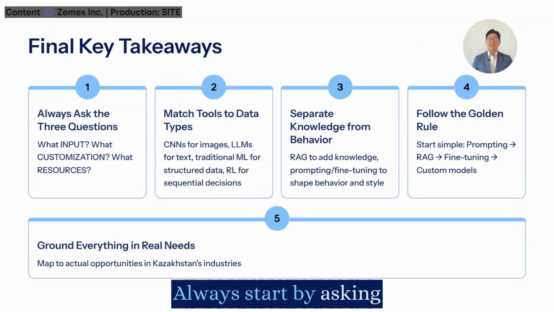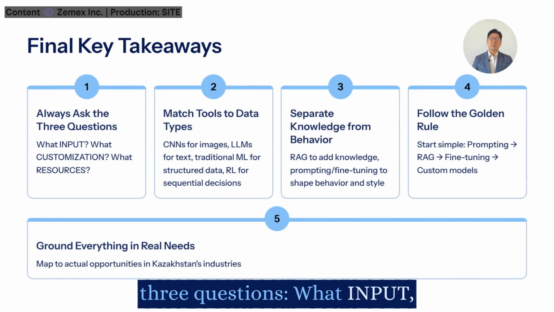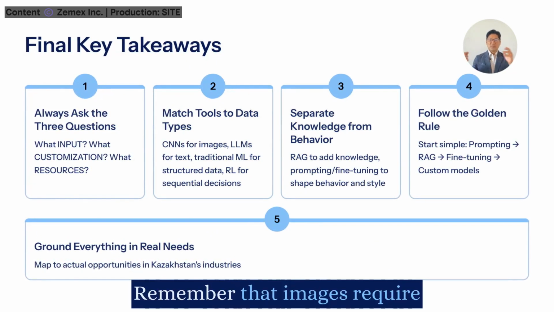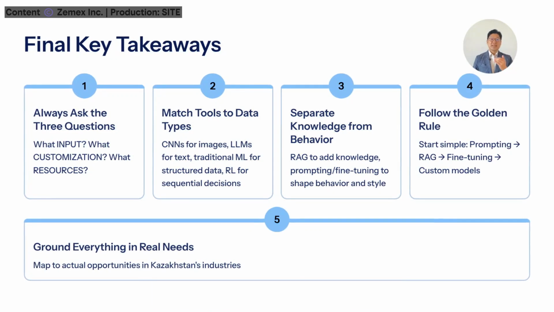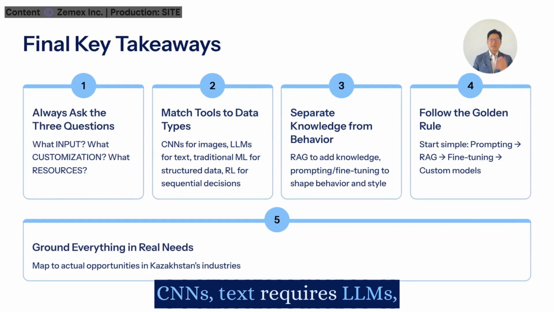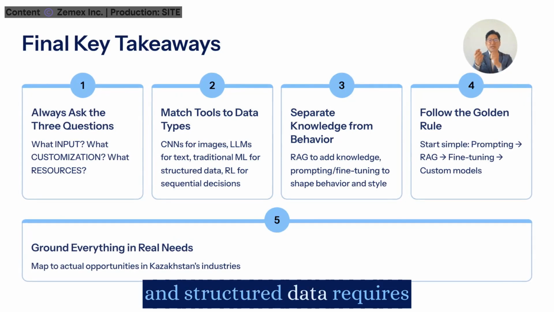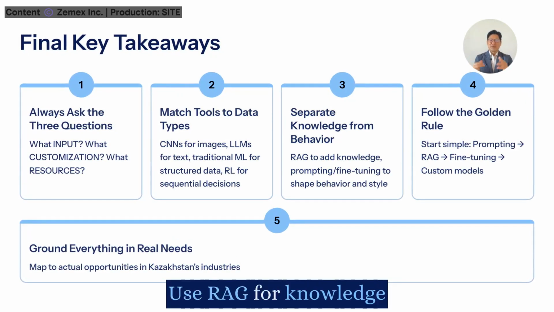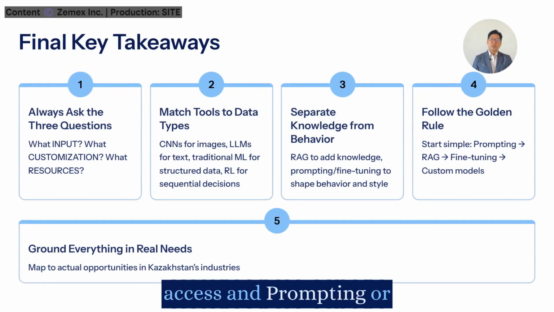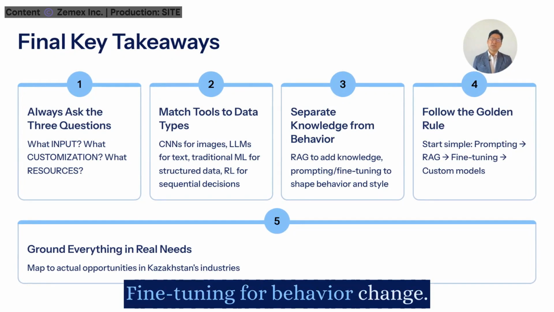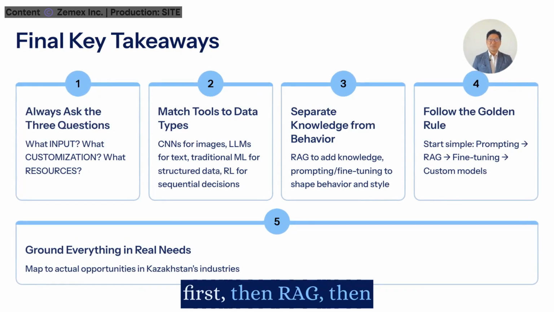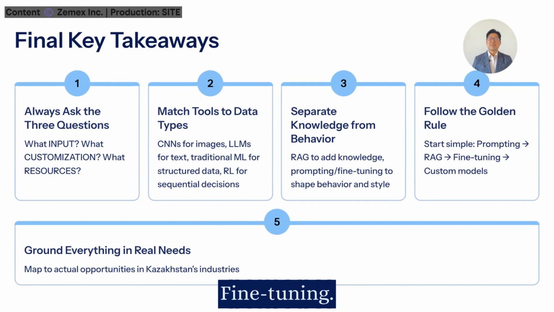Always start by asking 3 questions: what input, what customization, and what resources. Remember that images require CNNs, text requires LLMs, and structured data requires traditional ML. Use RAG for knowledge access and prompting or fine-tuning for behavior change. Follow the golden rule of starting simple, prompting first, then RAG, then fine-tuning.